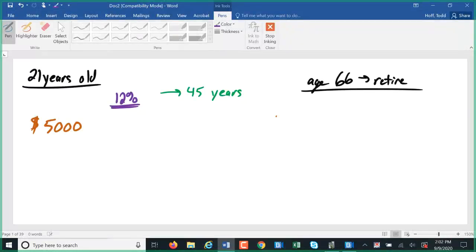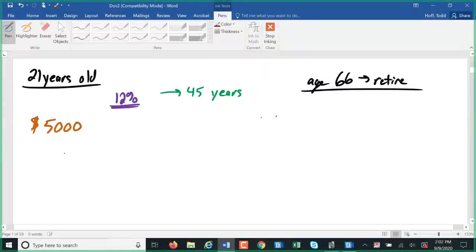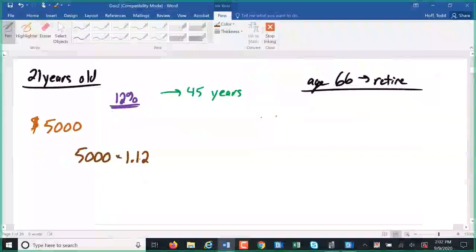So, if we get that 12% interest, we take our $5,000 times 1.12, that's 112%. That's what we saw in the last problem. We did 1.02 for 102%. Same type of thing we're doing here. We're going to say it's compounding once a year, so it's the full 12%. And it's going for 45 years, so we're going to go to the power of 45.